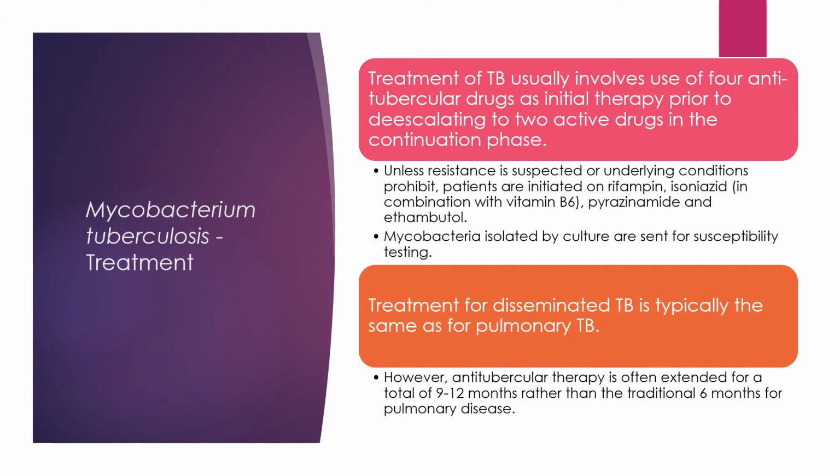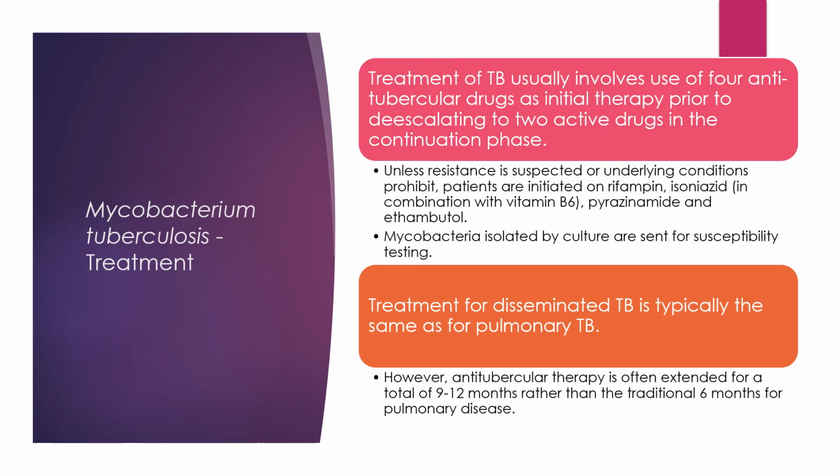Treatment, it's somewhat similar to isolated pulmonary TB. It generally involves 4 active drugs. Clearly have to take into account local resistance rates for the antituberculous agents. But the go-to, unless resistance is suspected, is still rifampin, isoniazid in combo with B6 to avoid neuropathy, pyrazinamide, and ethambutol. Clearly, if MTB is actually isolated, sending it out for susceptibility testing is important to make sure that your therapy will work.